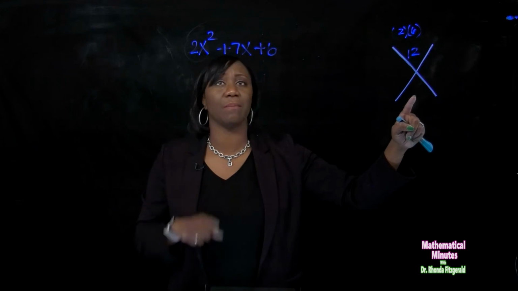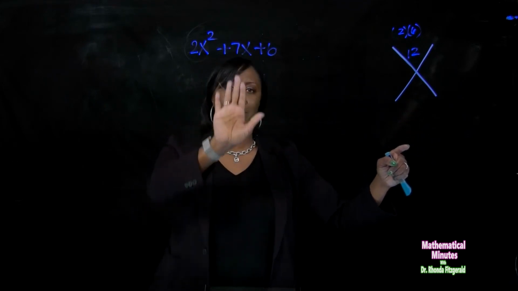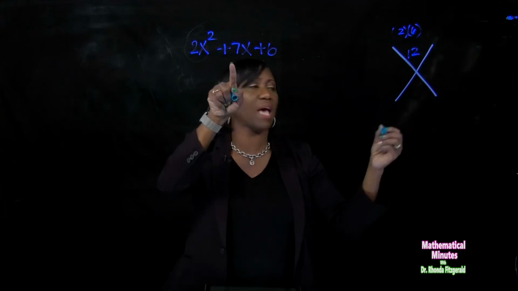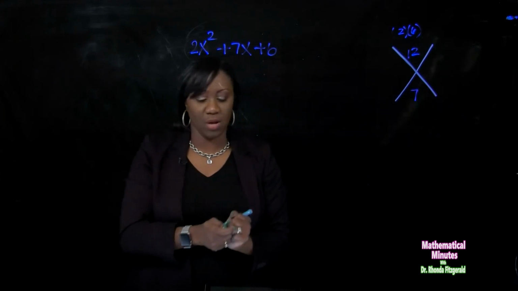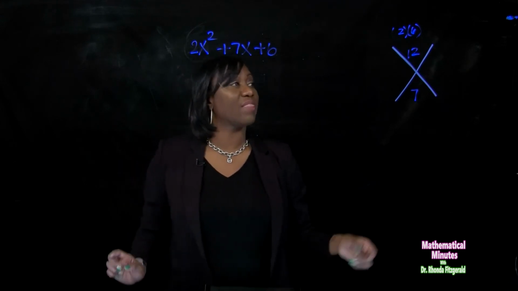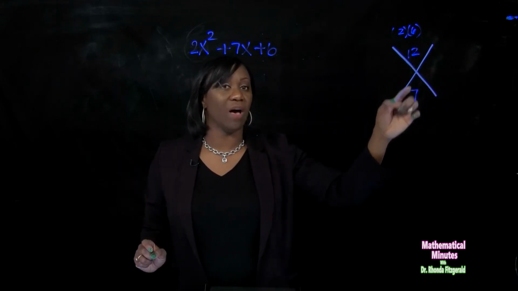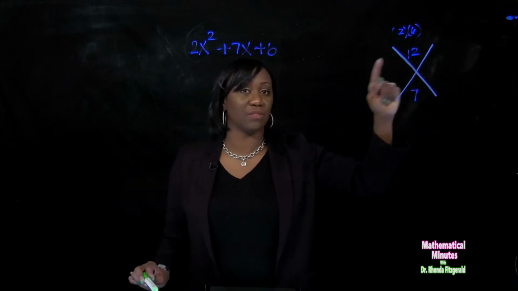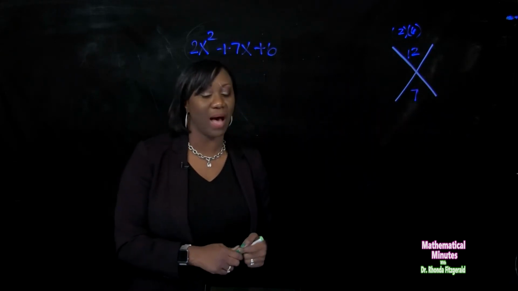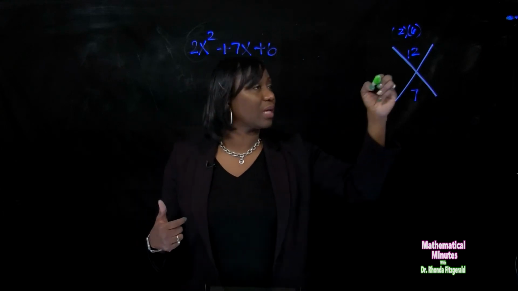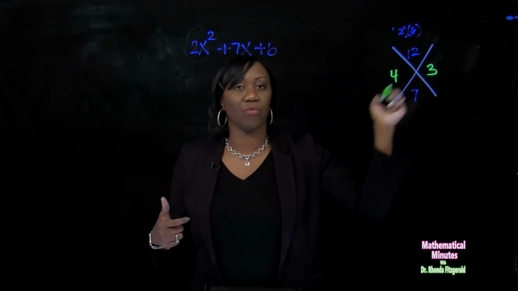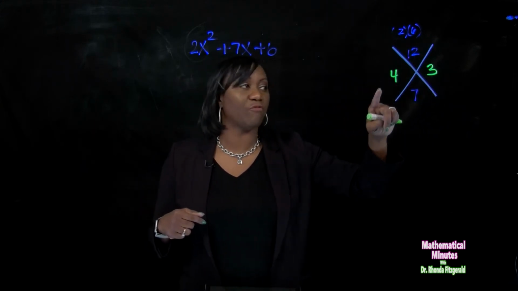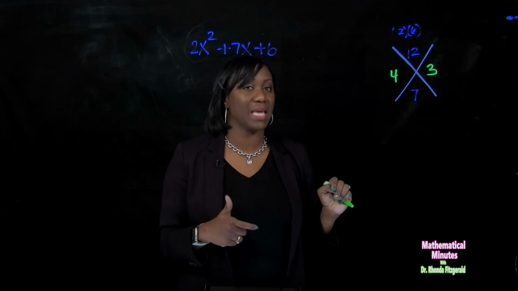And then the bottom, the middle one just drops down. So my positive 7 drops down. So once again, I need numbers that multiply to give me a positive 12, but add to give me a positive 7. And the numbers that we're looking for are 4 and 3. Why is that right? Because 4 times 3 gives me 12, but 4 plus 3 gives me a 7.